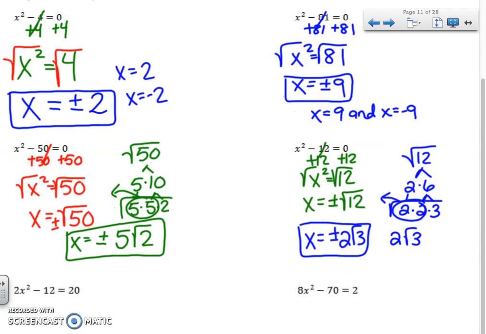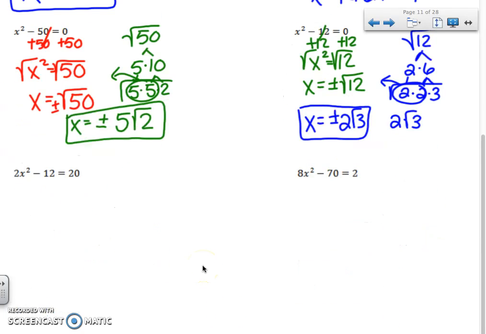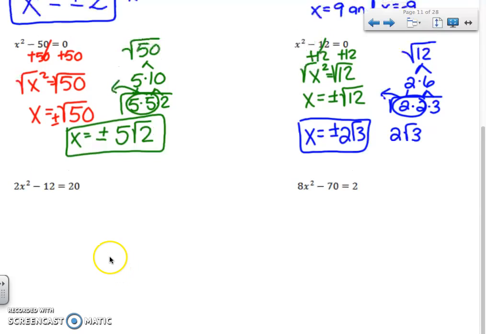Okay? All right. Let's take a look at some harder examples. This is just more like a two-step problem, so it's a few more steps. So again, you're going to add 12 to both sides, and you would get 2x squared equals 32. 20 plus 12 is 32. Divide by 2.